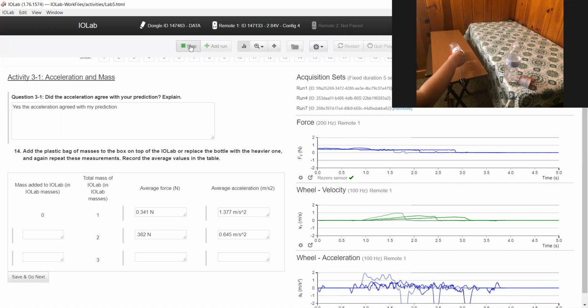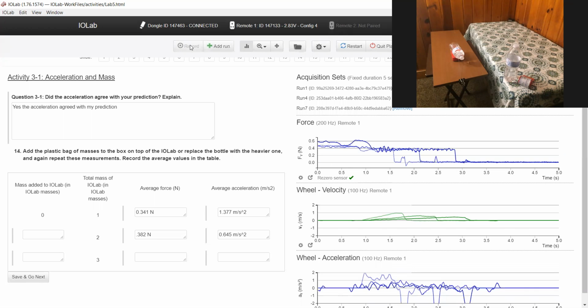Now you already have kind of an idea. During the motion, that was our motion. You can see how the force is kind of constant in all 3 cases.